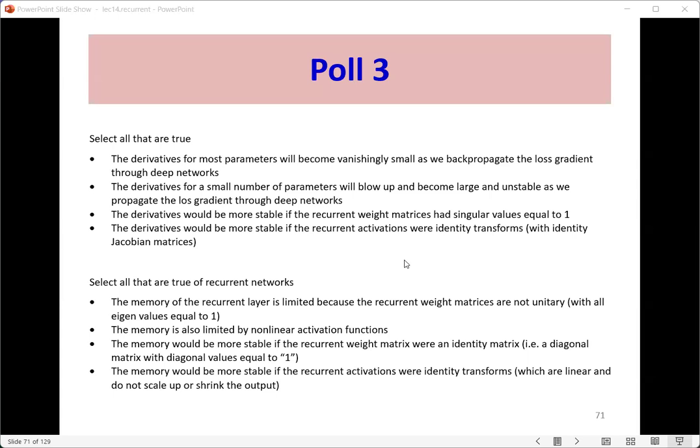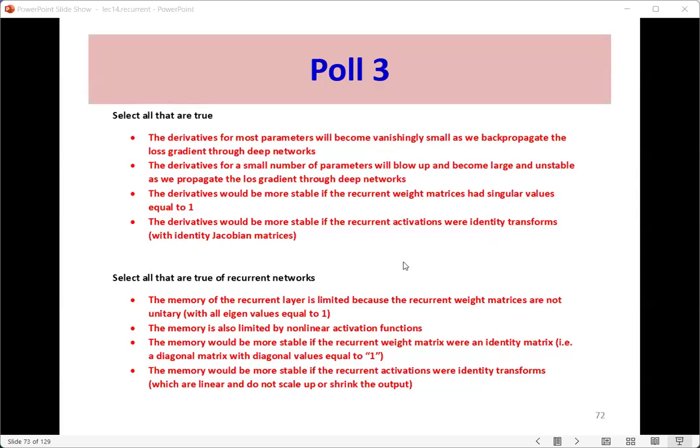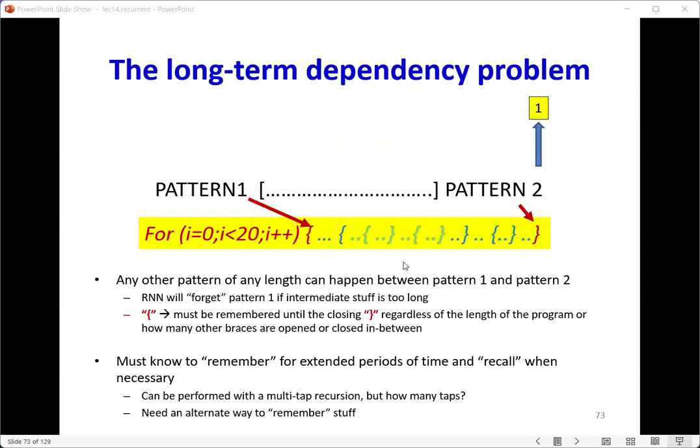Okay, so let me move on. All of these were true. But then here's what you have. We actually need long-term dependencies. What is the kind of memory behavior we really want?